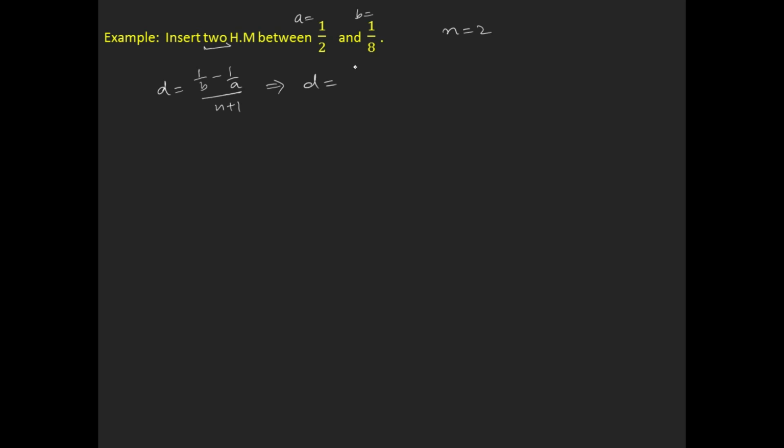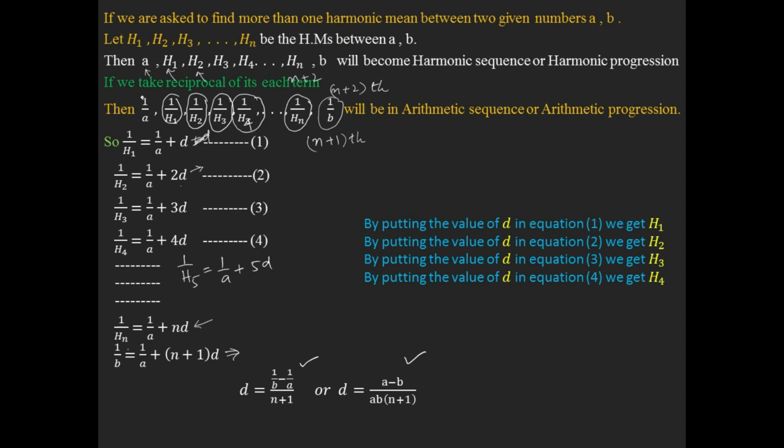So 1 over b: b is 1 over 8, so 1 over b is 8. And 1 over a is 2. Then n plus 1, so 2 plus 1. And we get d is equal to 6 divided by 3, which is 2. And 1 over h1, as we have found, this is 1 over h1, this is 1 over h2, 1 over h3. So we are using these formulas.